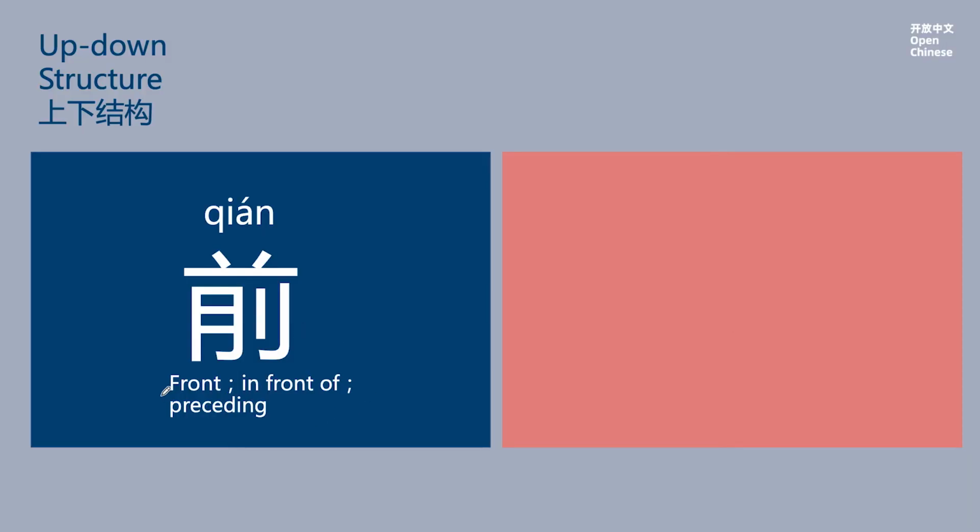前 means front, in front of, or preceding. This is also an up and down structure character. You can see the upper part, you have this little grass, right? They look like grasses growing on top of the land. And the lower part, you have the moon, and then you have the knife. So 前, this character is a little bit complicated, and for beginners, it's not that easy to write.